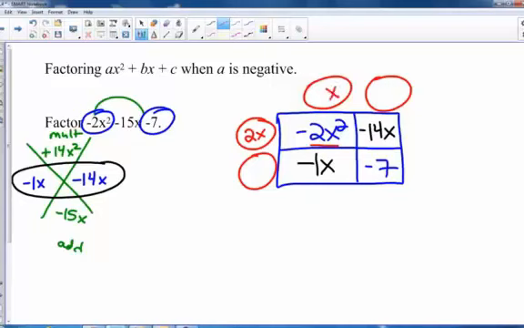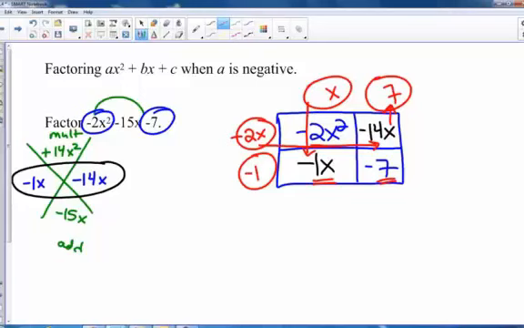Now one of these needs to be negative. Since this is 2x, I'm looking at my negative 14x here. So this is going to have to be 7. I'm noticing this is negative 7. So if I make this negative, let's see if this works. This is my negative 1x. This is my positive x. So this would have to be negative 1.